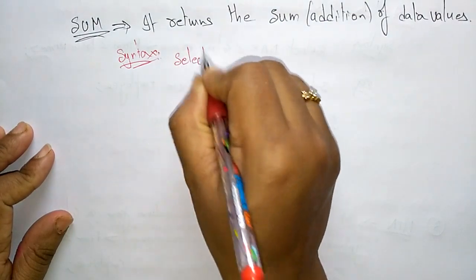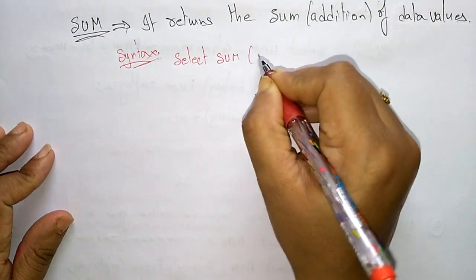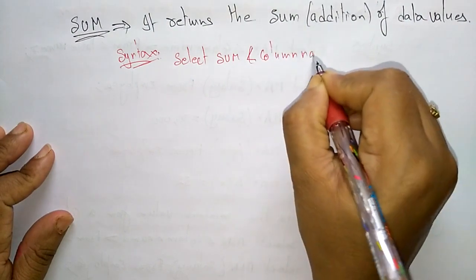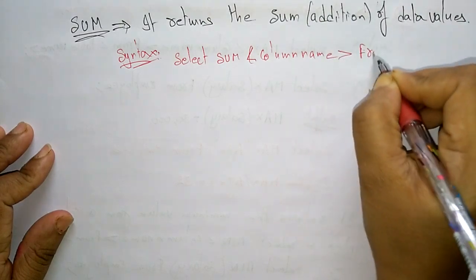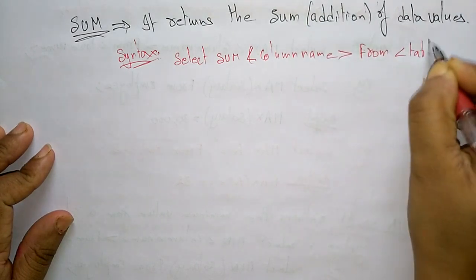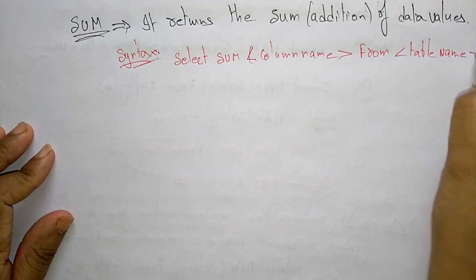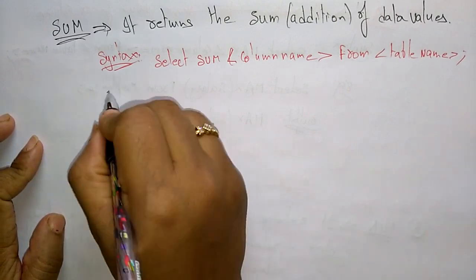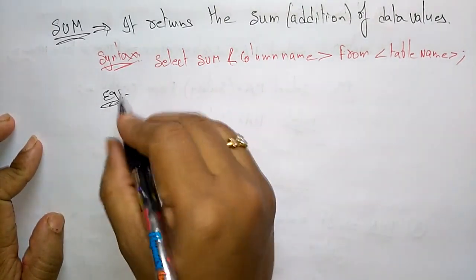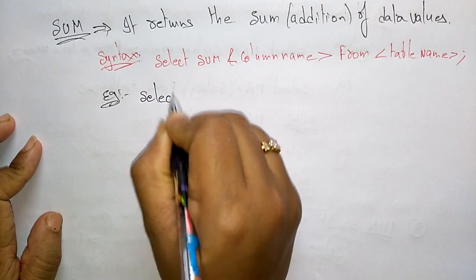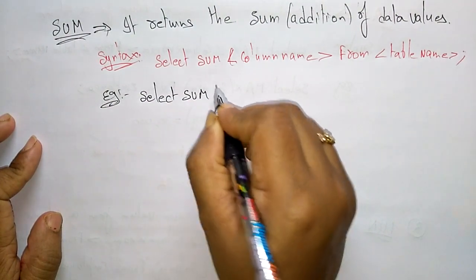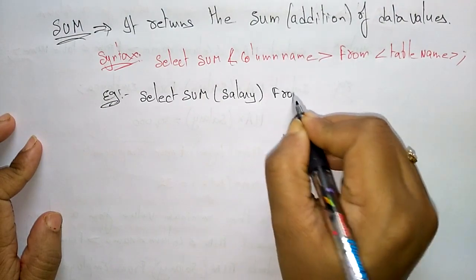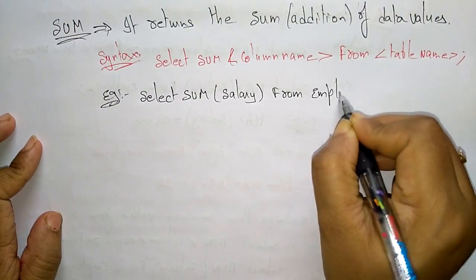Select sum, column name from table name. So let me write the example by taking the previous example. Select sum, column name salary, I am taking salary from employee table.